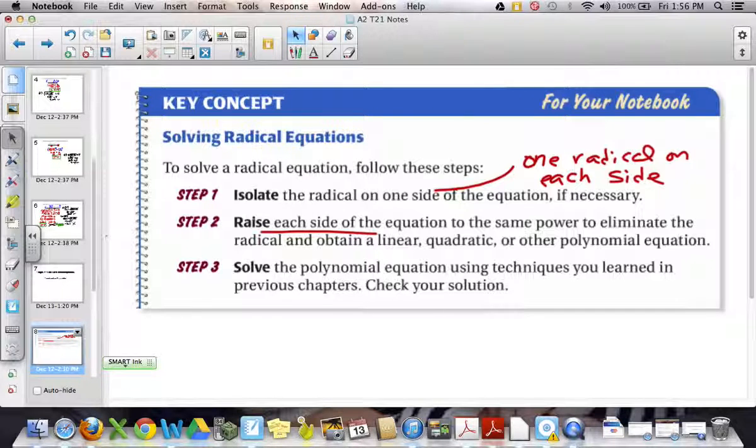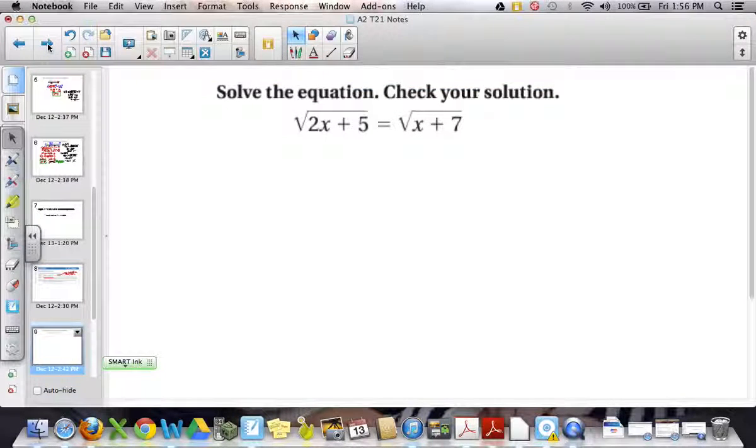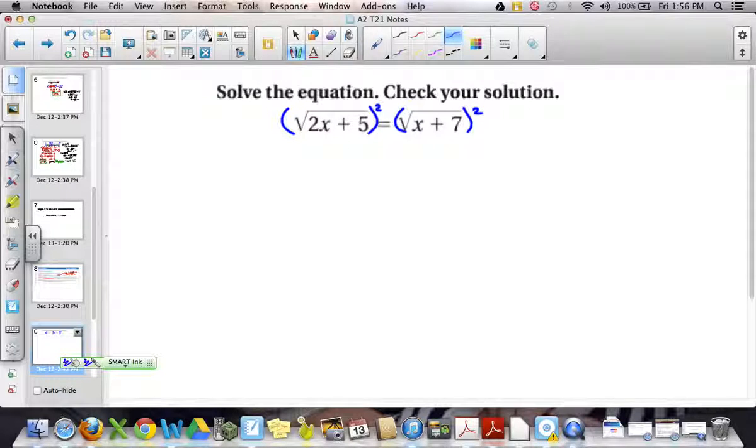So let's take a look at a few examples. The first, we've got the square root of 2x plus 5 equals the square root of x plus 7. So notice that I already have just one radical on each side. So I'm going to go ahead and square both sides in order to get rid of those radicals. And when I do that, I end up with 2x plus 5 equals x plus 7. And that's now just a linear equation that I can solve by undoing.